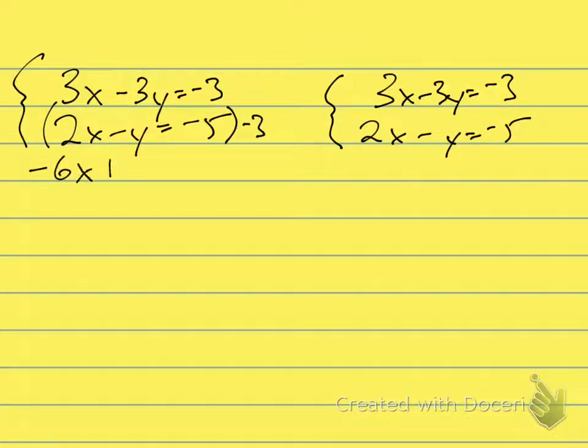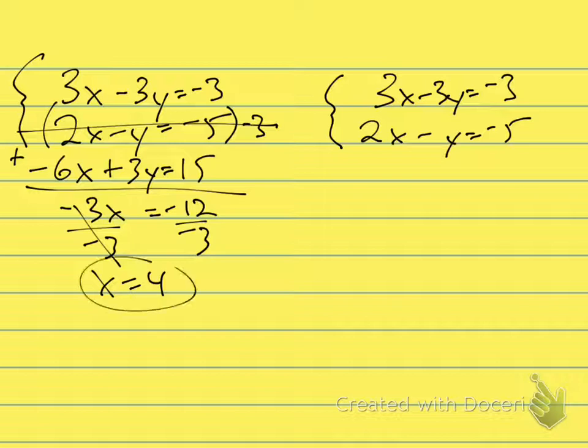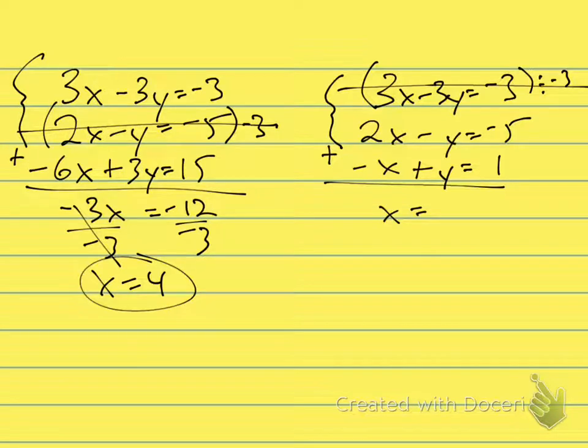Negative 6x plus 3y is 15. I like to just put a cross through so I'm not looking at that one anymore. Negative 3x equals negative 12, which means that x has to equal 4. I need to still go get y, but let's do it over here where if I divide everything by negative 3, I get negative x plus y equals 1. Add those together. I get x equals something not right. Oh, this shouldn't be a negative. Negative 5, 1. I did something wrong somewhere.